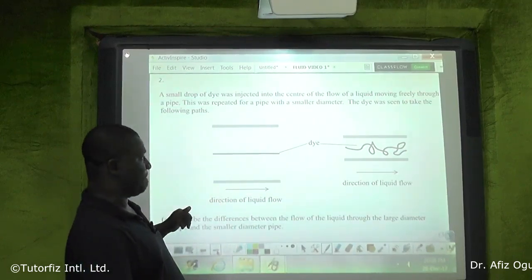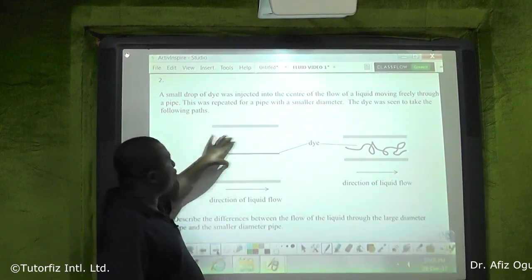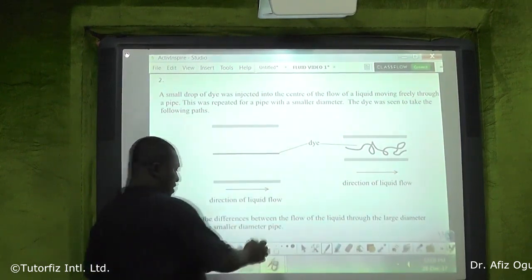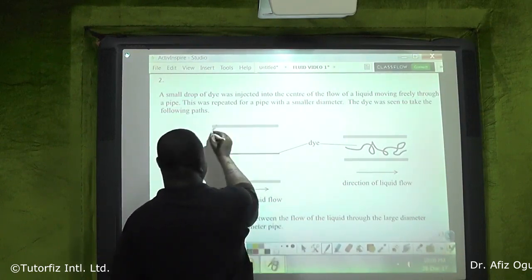Now, what happens here? Here, this is the ink. Liquid is flowing this way. You have liquid everywhere. The ink is flowing.